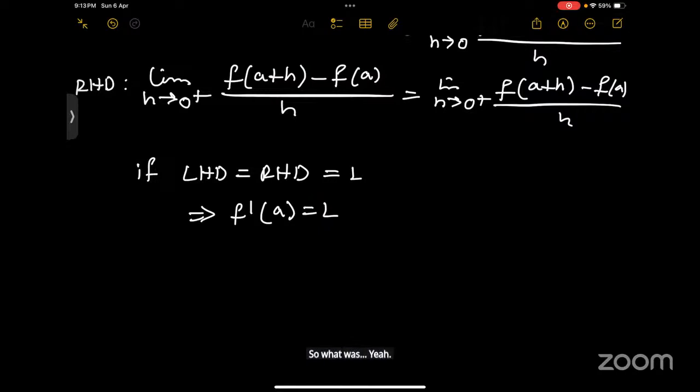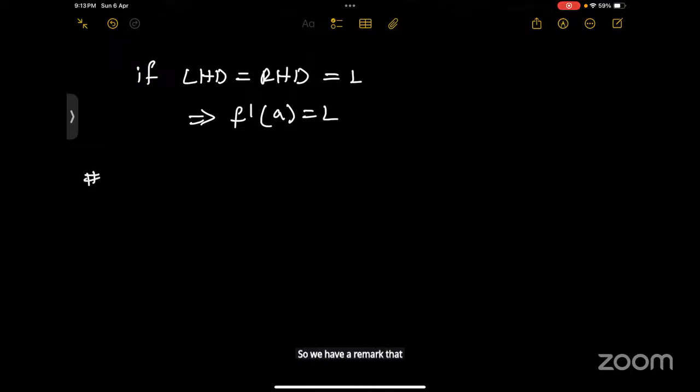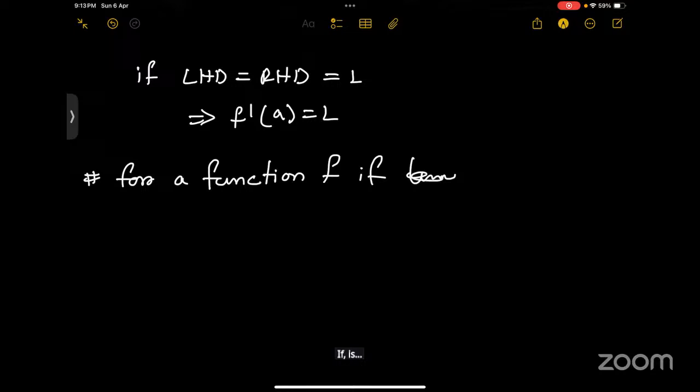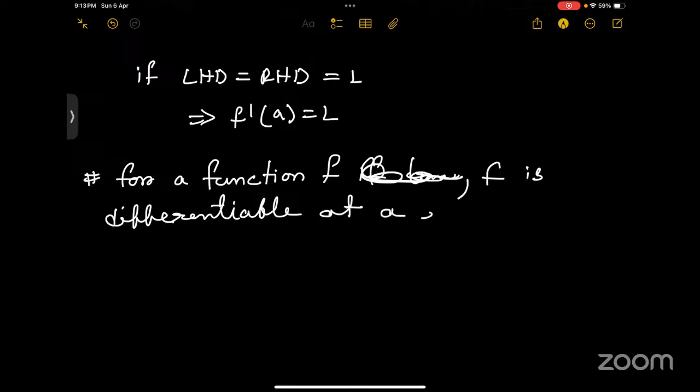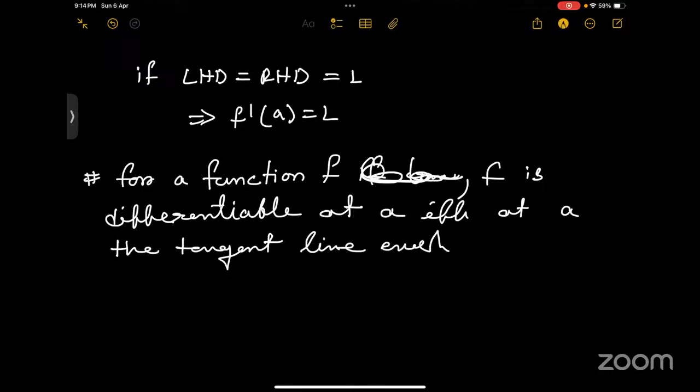So we have a remark that for a function f, f is differentiable at a if and only if at a there exists the unique tangent line, right?